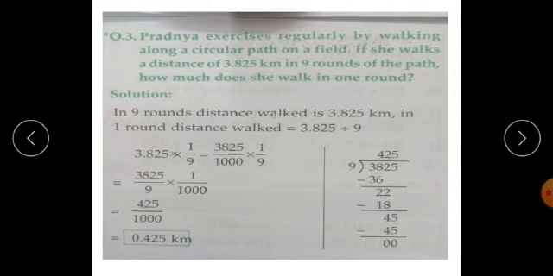Now student, here the number of zeros in the denominator and the number of digits in the numerator are same, and therefore final answer is 0.425 kilometer. Therefore, Pradnya covers a distance of 0.425 kilometer in one round.